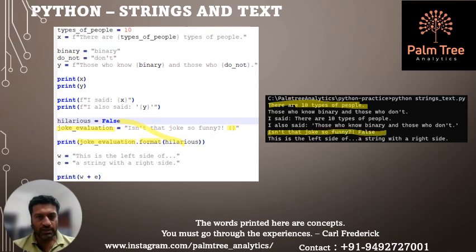"Isn't that joke so funny? False." Okay, and then there is another thing, the concatenation of strings. Using the plus symbol, they are concatenated. Two strings are given like this: "This is the left side of" and "a string with a right side." So when you print w plus e, it prints "This is the left side of a string with a right side." Whatever the three dots are given, the next string is attached right after that one, so it is concatenated this way.